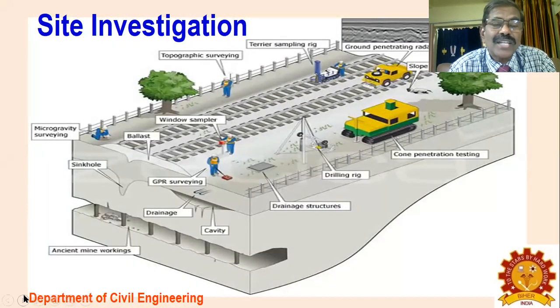So when a site is handed over to you, you just have the sampling rig. You have to have an undisturbed sample. You should not disturb the subsoil, the ground surface soil, or the underlying soil. Nothing should be disturbed, to get the real character of the soil. So you have the window samplers, ballast, drainage structures, then drilling rigs, and cone penetration tests. All those things are done in the laboratory.